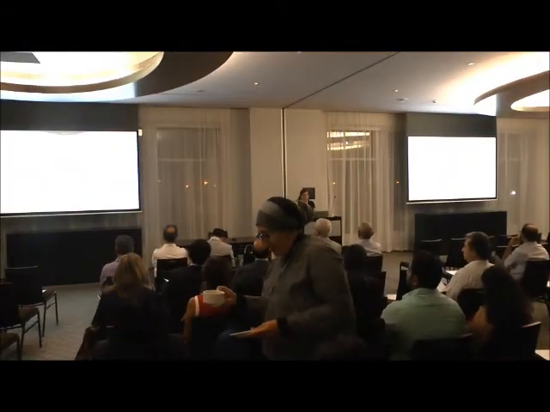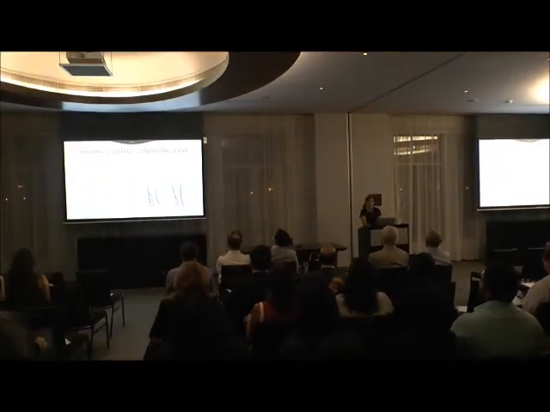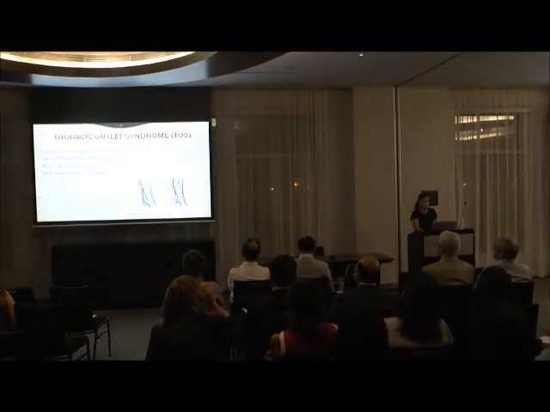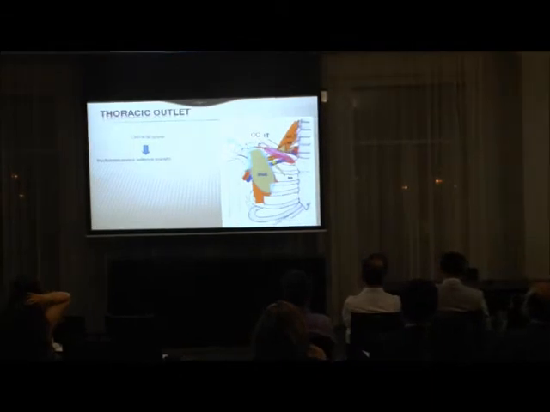Possibilities of treatment for thoracic outlet syndrome. So first of all, what do we call thoracic outlet syndrome? It's basically a dynamic entrapment that involves the proximal brachial plexus, the subclavian vein and artery.